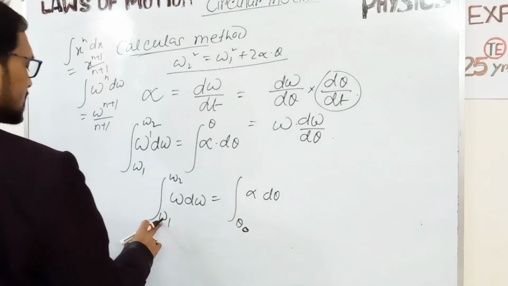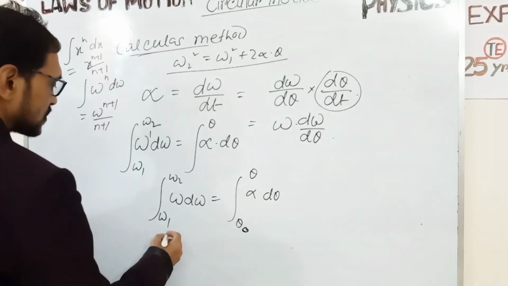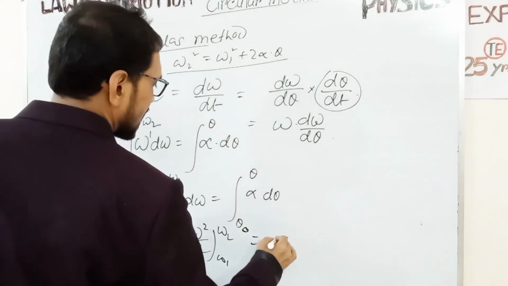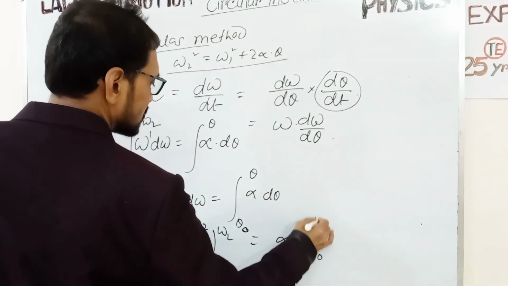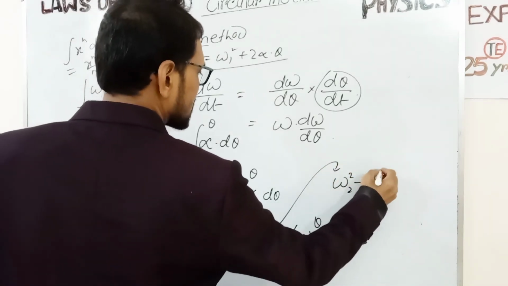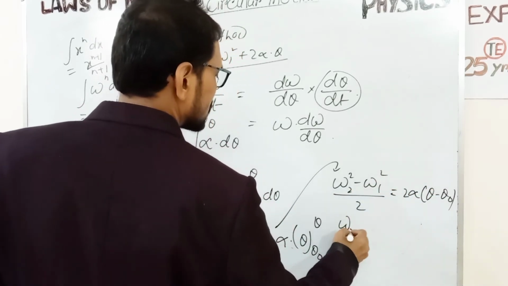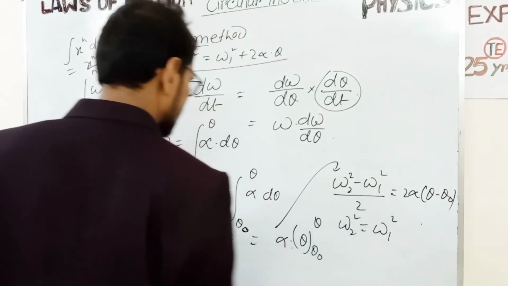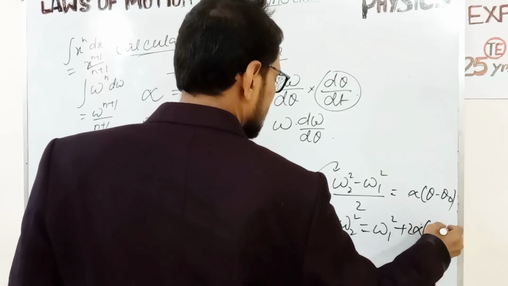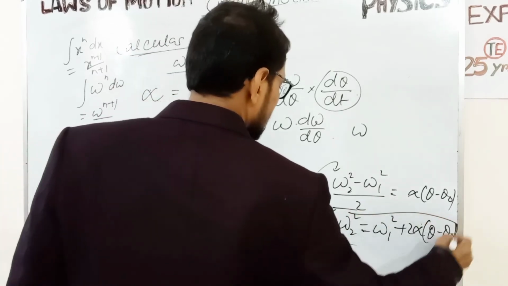Now when theta 0, the initial angular velocity is omega 1, and at angular position theta, it is omega 2. So now here omega square by 2 equal to alpha into theta minus theta 0. So omega 2 square minus omega 1 square by 2 equal to alpha into theta minus theta 0. So omega 2 square equal to omega 1 square plus 2 alpha into theta minus theta 0. So this is the equation.